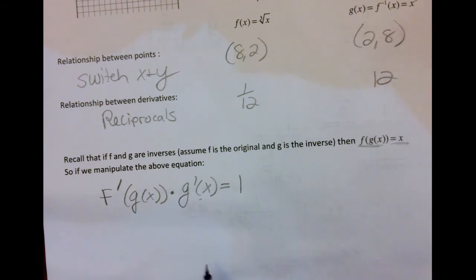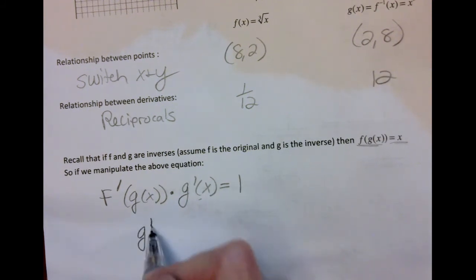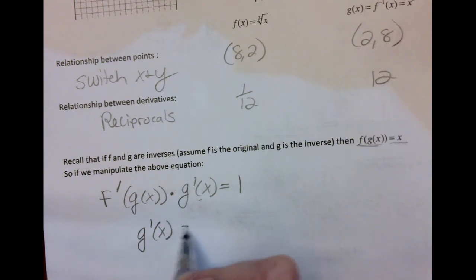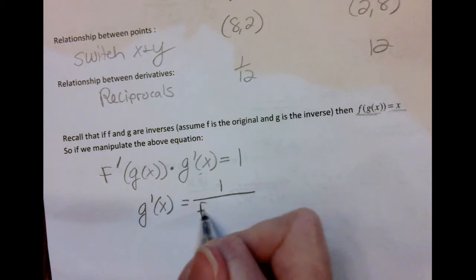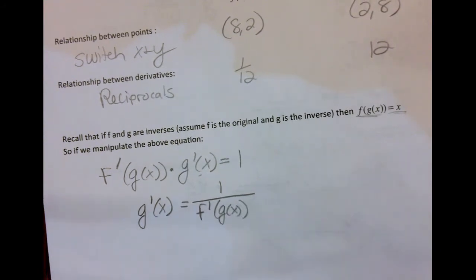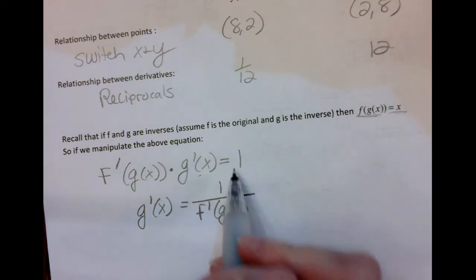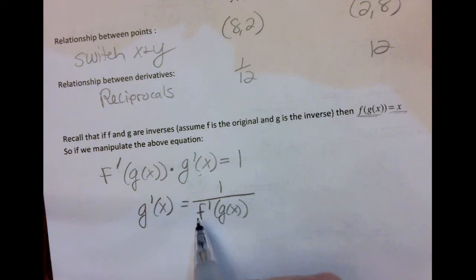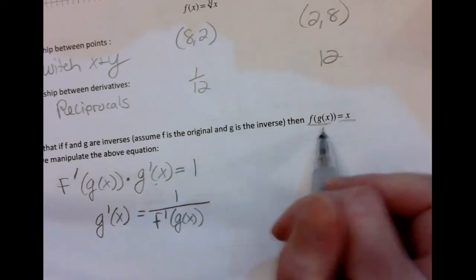Since g is the inverse, how do I describe g's derivative? It is 1 divided by f prime of g of x. We got the triple flip going on here. We flip to create a reciprocal, flip back to the original function, flip back to the inverse, put in the input. Well, what do I mean by the triple flip?